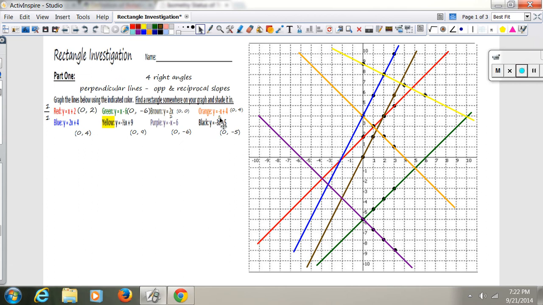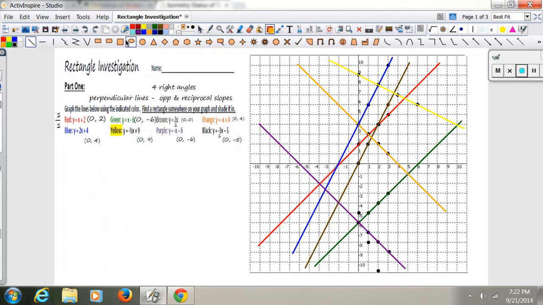If I wanted to put this one underneath here, -3 means go down 3 and to the right 1. But I need to find the point (0, -5) first. So (0, -5) is right there. And then from that point, I'm going to go down 3 to the right 1. I'm going to do it one more time because I'll run out of room. Down 3, to the right 1. And that line has to be black.